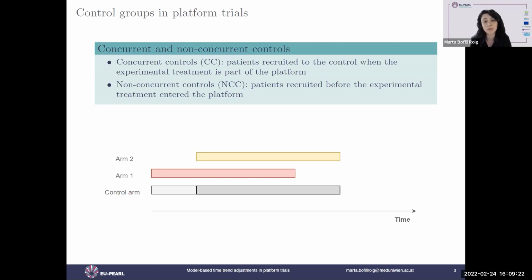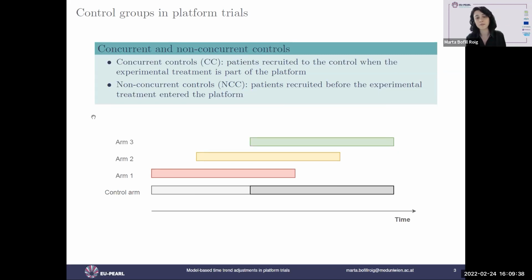So for the second treatment, the concurrent controls are the group of patients that are part of the trial when this arm is in the trial, so in dark gray, whereas the non-concurrent controls are those that were in the platform before, in light gray. Next slide, please. If another third arm is added, then the concurrent and non-concurrent controls will be different from the previous ones. And since this arm started later, there is a larger number of non-concurrent control patients. Next slide, please.